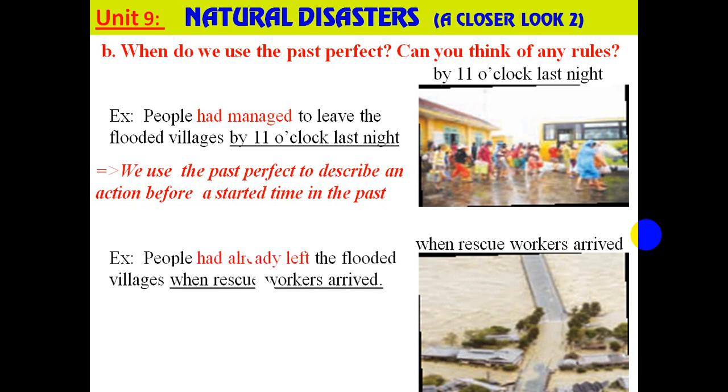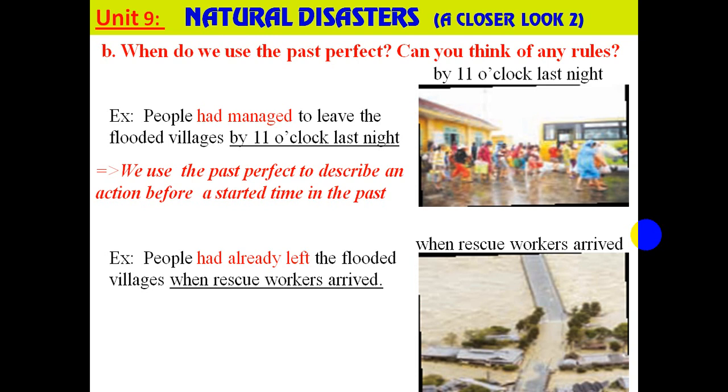Ví dụ cho chúng ta thấy gì? People had already left the flooded villages when rescue workers arrived. Mọi người đã rời khỏi những ngôi làng lũ lụt rồi khi công nhân cứu hộ đến. Vậy cái gì xảy ra trước, cái gì xảy ra sau nhỉ? Mọi người rời khỏi làng bị lũ trước, rồi đội cứu hộ mới đến.